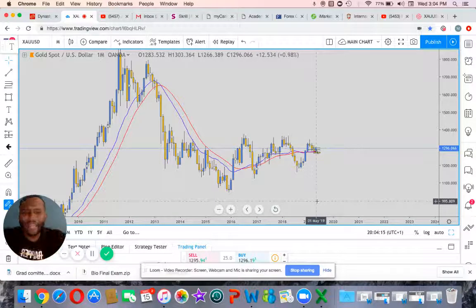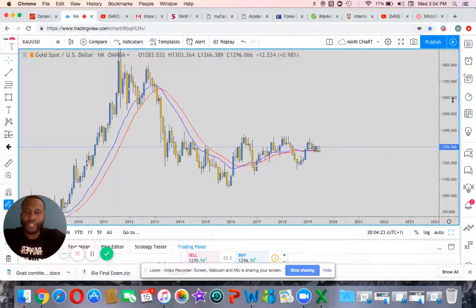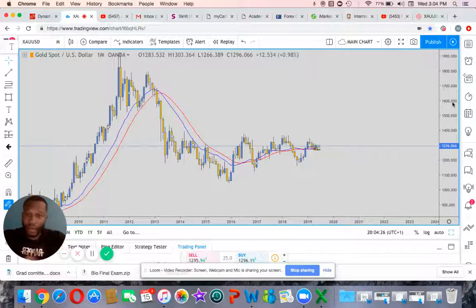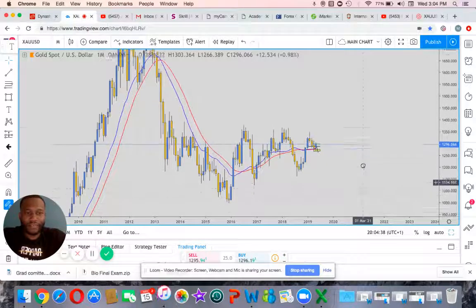Typically, anytime I'm analyzing the market, I always start with the monthly time frame. It is very, very important to get the overall analysis of what the market is doing. As you can see in the monthly time frame, we're sort of in a downtrend. But what I like to typically do in the monthly time frame is find key levels.